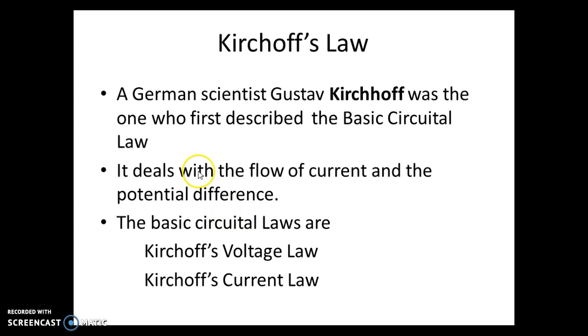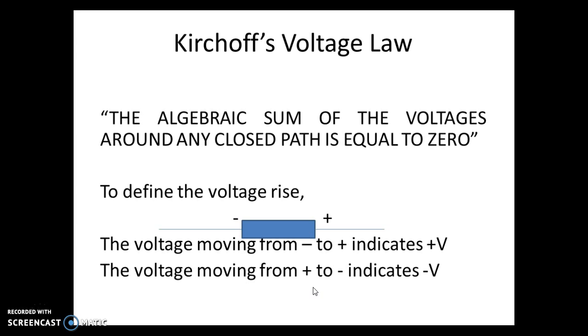So what is the principle, or what is the statement of Kirchhoff's voltage law and Kirchhoff's current law? Here comes the statement of Kirchhoff's voltage law. The algebraic sum of the voltages around any closed path is equal to 0. That is, we consider a basic closed loop electric circuit in which the voltages around any closed loop path will be equal to 0.